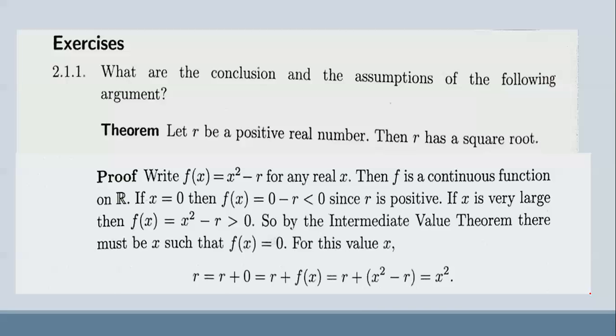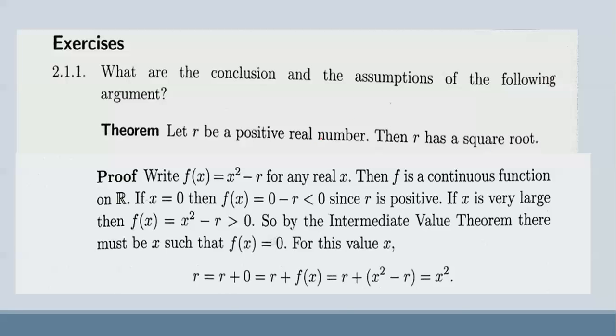All right, welcome back. Let's do the exercise at the end of the section. We'll start with 2.1.1. What are the conclusion and the assumptions of the following argument? Well, let's look at this. We say theorem and proof. So proof is going to prove something that came before it. I think it's going to be in the theorem. The theorem has a "let" here. Remember, that was a clue word to say assumption, so this one can't be it. The "then" is going to be the clue word, I think, to say that this is a conclusion here.